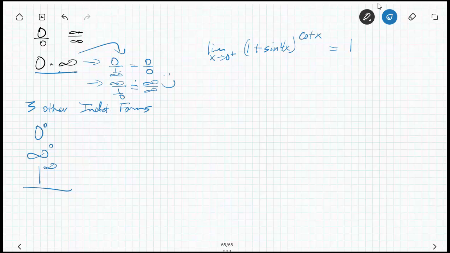The cotangent, if you think about what cotangent looks like, I know that cotangent goes at 0. I know that it goes to what? Positive infinity, right? So this is going to be 1 to the infinity. Frowny face.